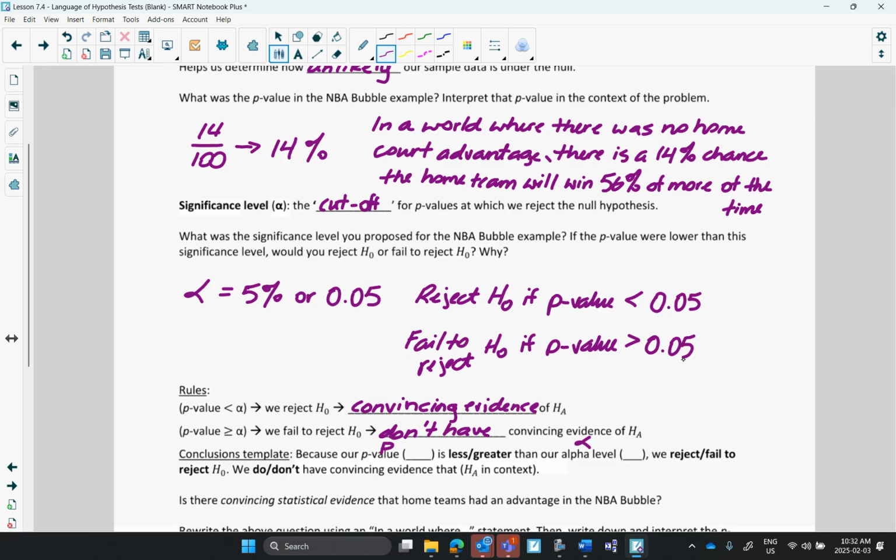So if we connect these two, we make our conclusion. The p-value 14% is greater than the alpha value. I mean, I can't draw it exactly, but it kind of looks something like that, almost like a fish. But that stands for alpha.